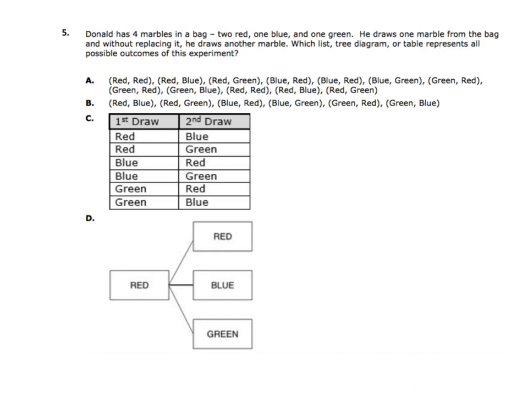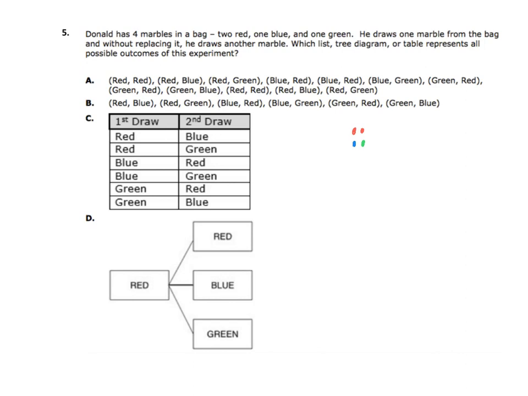Here we have number 5. Donald has 4 marbles in a bag. He has 2 red marbles. He has 1 blue marble. And he has 1 green marble. He draws 1 marble from the bag without replacing it. He draws another marble. Which list, tree diagram, or table represents all possible outcomes of this experiment?